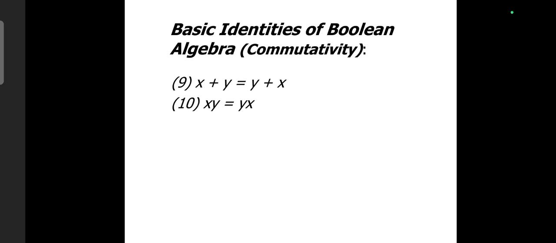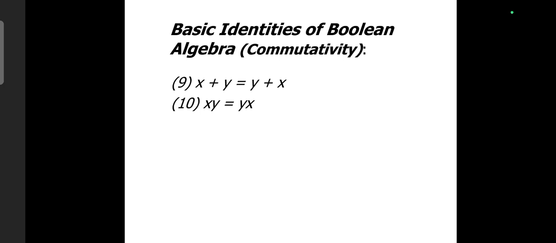Now let us examine the commutative property. The commutative property states that the order of variables doesn't affect the result of a logical operation. So for the OR operation, x plus y equal to y plus x, and for the AND operation, xy equal to yx. Consider two variables a and b. If a equals 1 and b equals 0, then a plus b equals 1. Similarly, b plus a also equals 1. So the result remains unchanged.